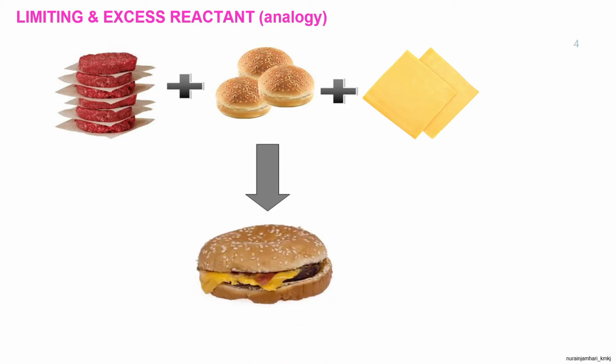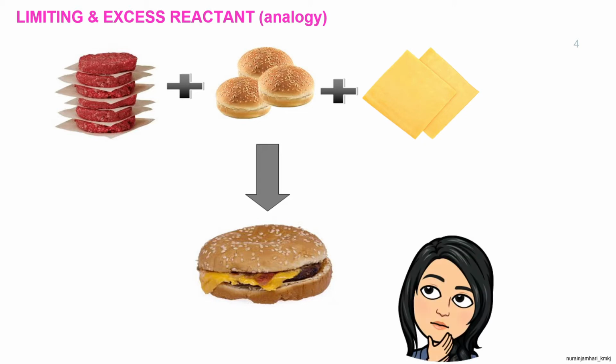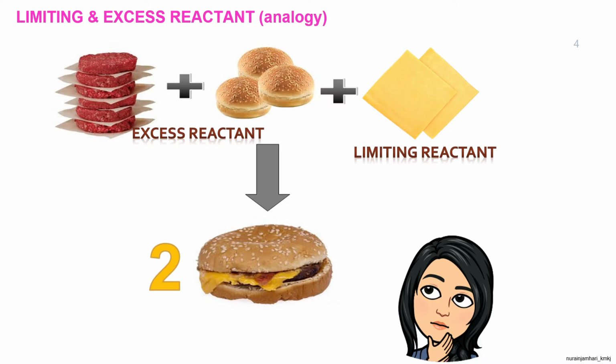So we have 6 patties, 3 buns and 2 sliced cheese. To make a burger, we need 1 each, 1 patty, 1 bun and 1 sliced cheese. How many burgers can be made from this? Yes, 2. Why do you think it's that? This is because we only have 2 sliced cheese. It limits the amount of burger that can be made. The sliced cheese is a limiting reactant, whereas patties and buns are the excess reactants.